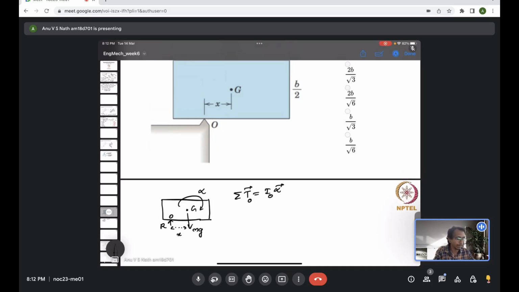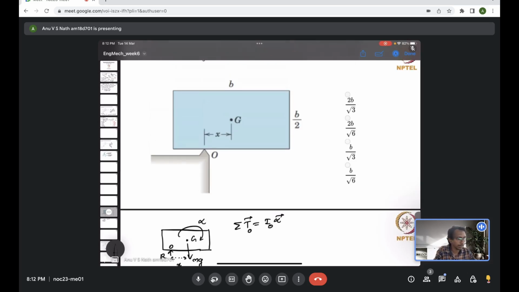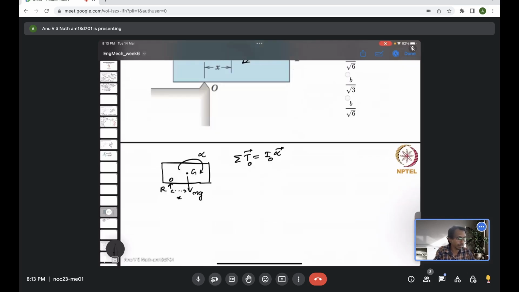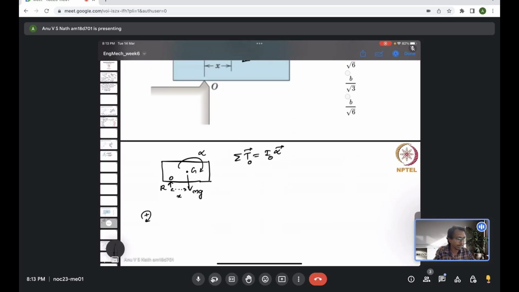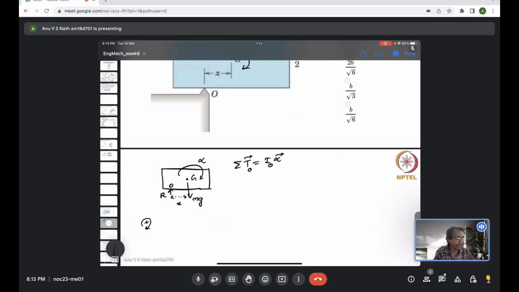So the moment about O: because I have chosen alpha to be clockwise, I will choose the clockwise moment to be positive. That is the convention. The only force creating a moment about O is mg, which is at a distance of x, right? So mgx should be balanced by I about O times alpha. That's our only equation. Now we have to know what is the moment of inertia about O, I_O.